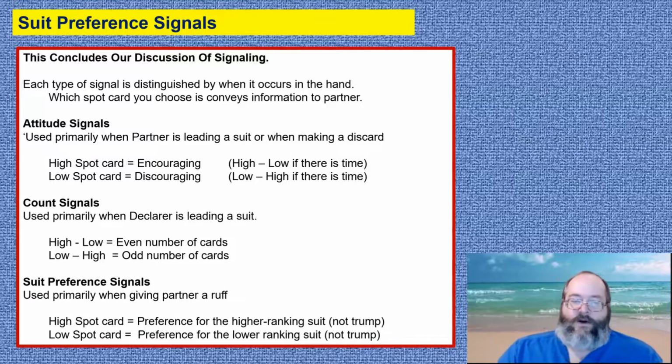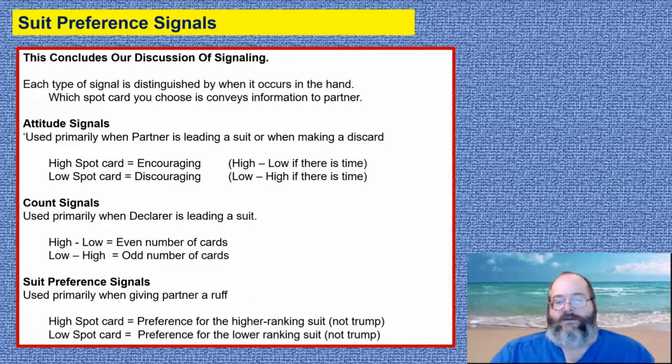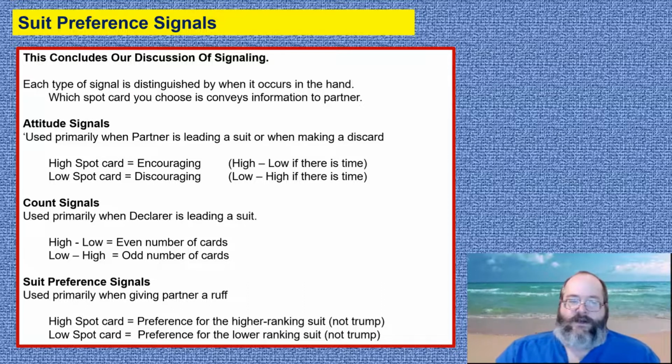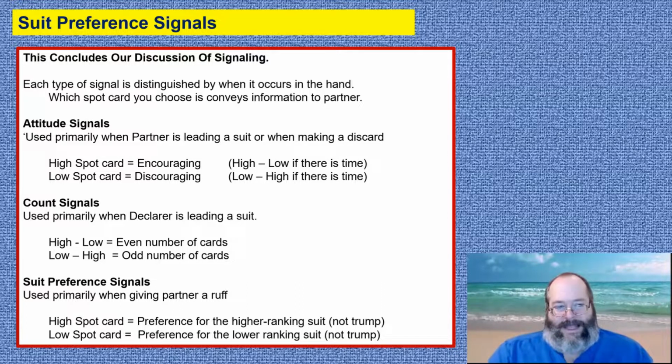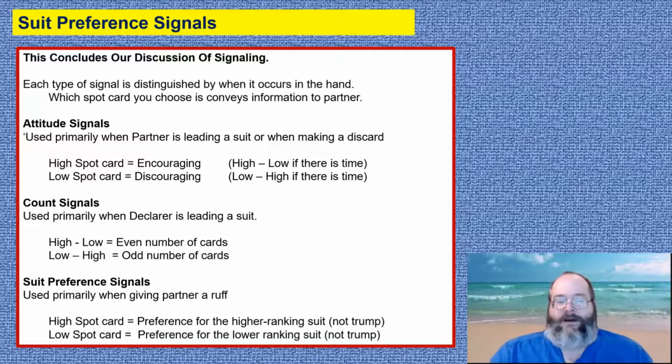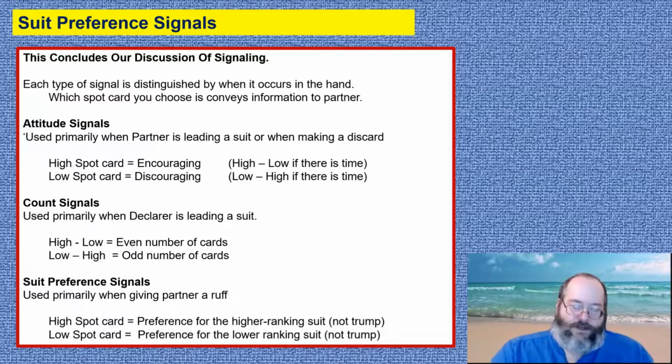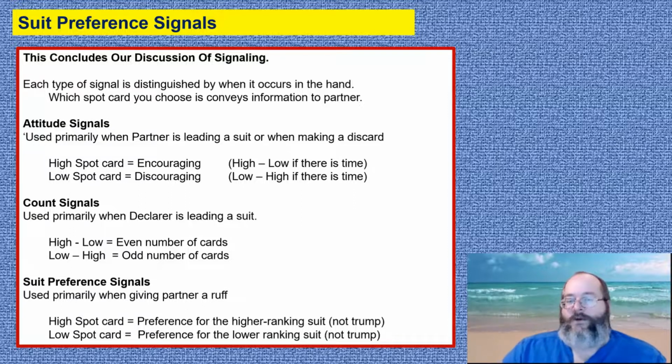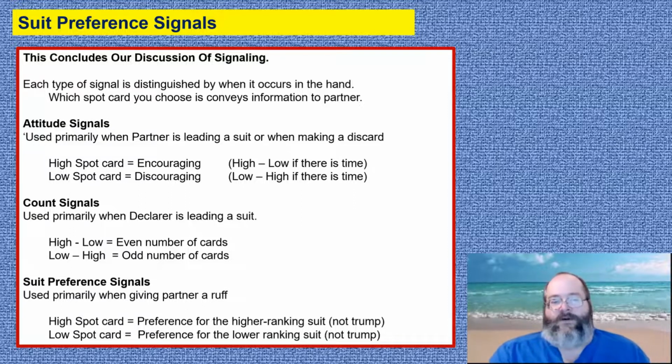That's going to conclude all of our signaling, right? We've now covered the 3 types of signals that you can give. Each type of signal is distinguished by when it happens, right? But what doesn't change is that the spot card you choose is how we're giving information to partner.